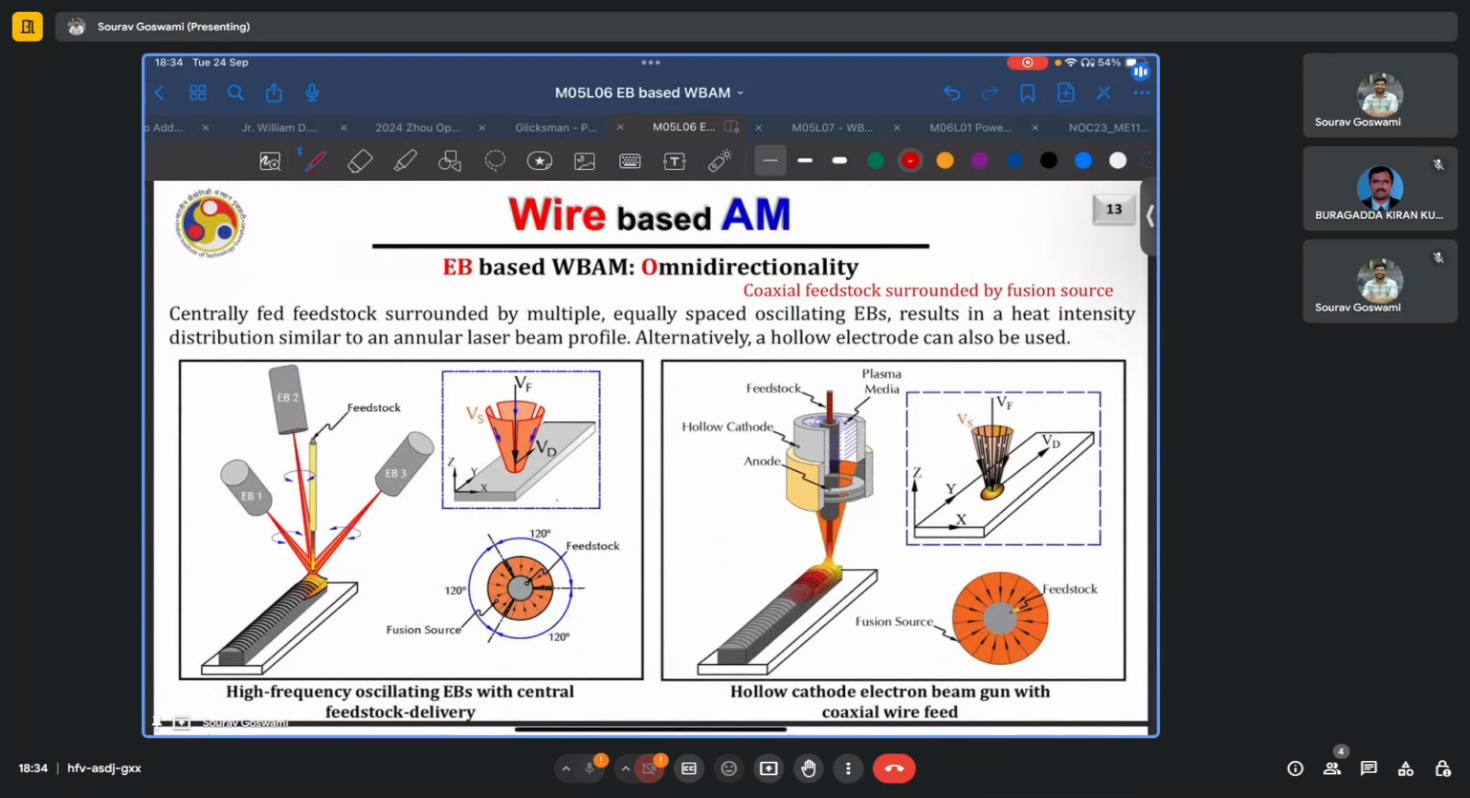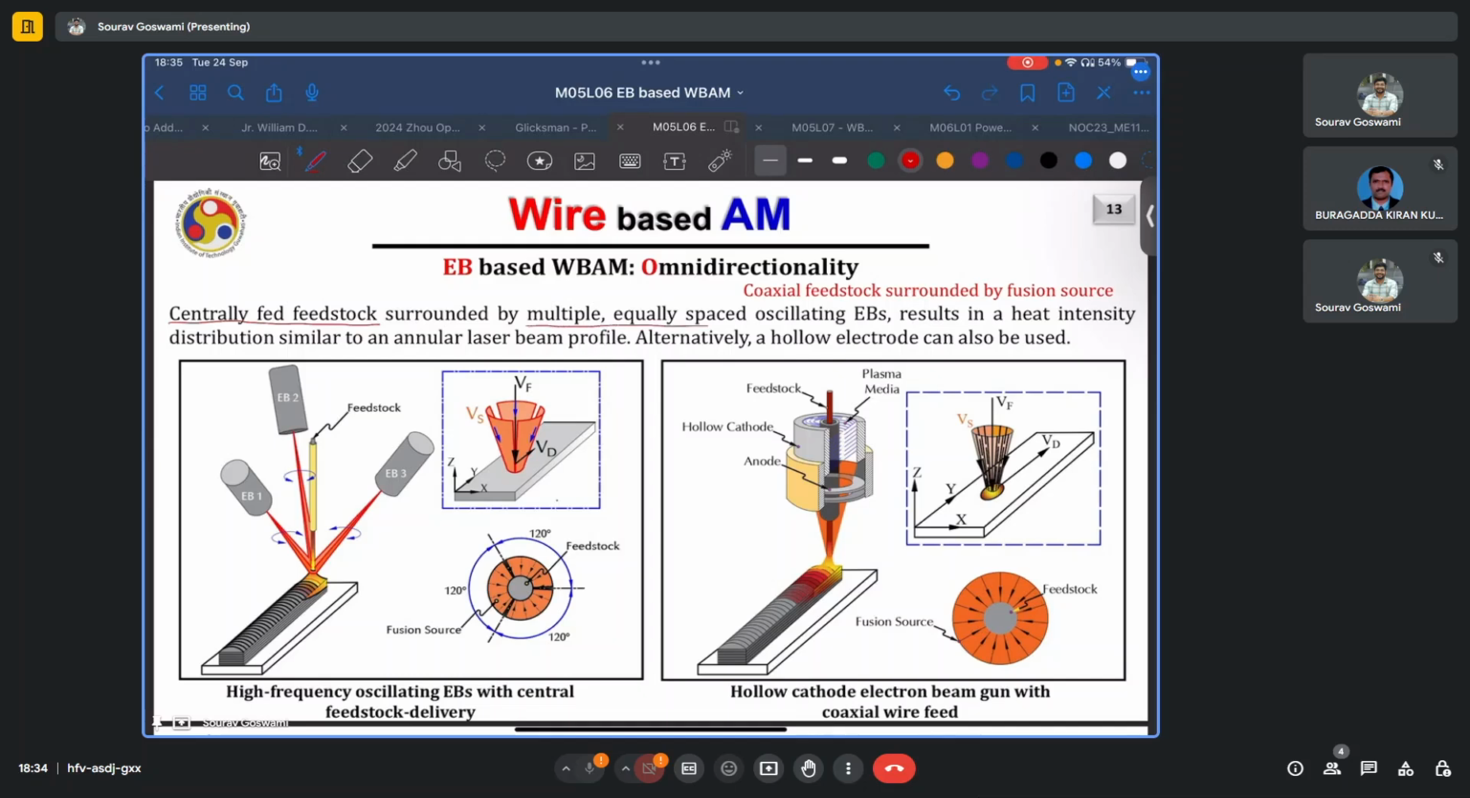So omnidirectionality is a concern, and typically we want to achieve omnidirectionality so that irrespective of the tool path, and irrespective of the direction in which we must build our parts, the metallurgical and mechanical properties remain more or less isotropic. One solution is the centrally fed feedstock, where a wire is coming from the center and the electron beam surrounds it from all sides.